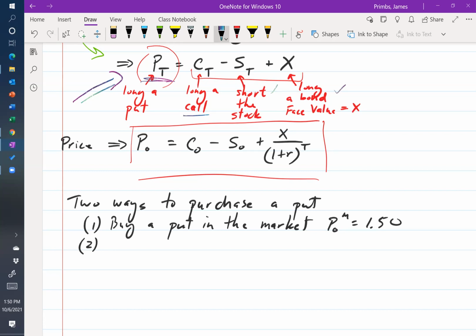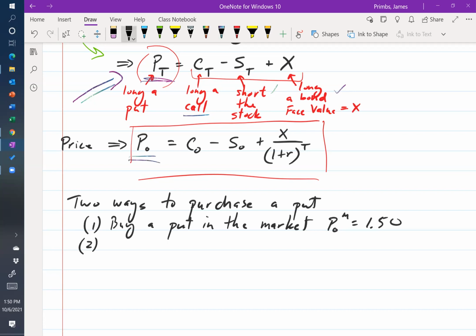Okay. How much does that cost? Put call parity tells me how much that costs. That's what put call parity tells me. If I want to buy a put, but I don't want to do it directly, I want to do it through this portfolio, put call parity tells me how much that will cost.